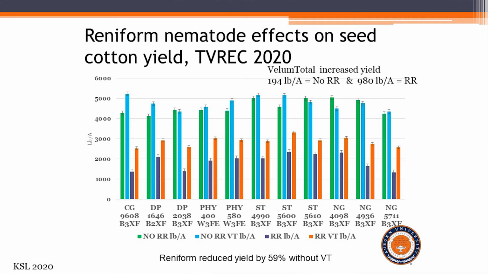But the take-home message is, even with our nematicide, we have not eliminated all the stress. So we want to keep our nematode-free fields free and don't bring the nematode in. Because we can improve yields, but we can't bring them back up to what they were without the nematode.